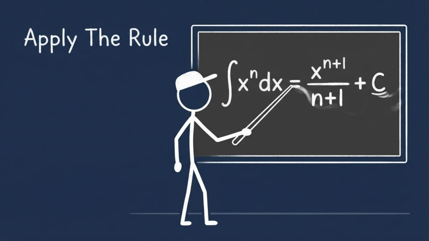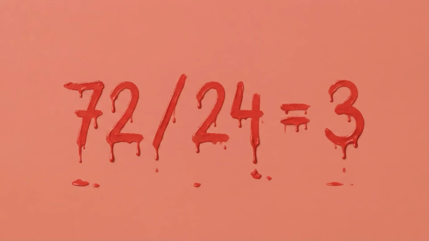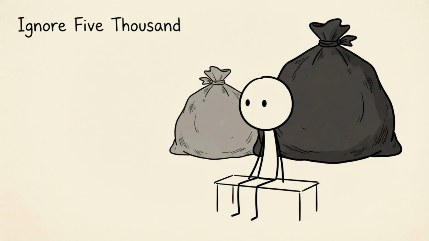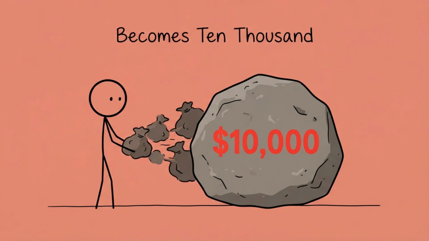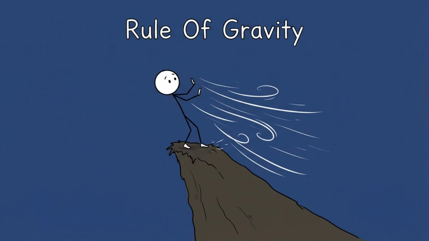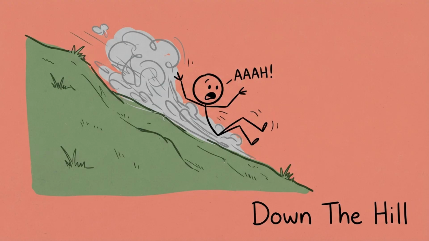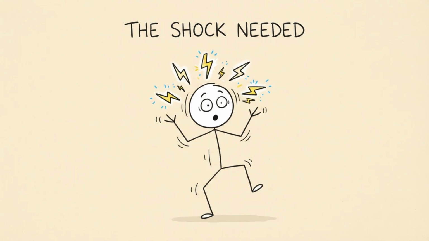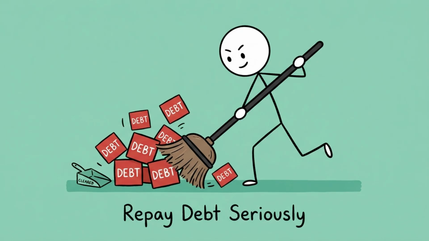Let's apply the rule, but from the bank's perspective. 72 divided by 24 equals 3. Your debt is doubling every 3 years. If you ignore that $5,000 for just 6 years, it becomes $10,000, then $20,000. The Rule of 72 is the gravity pulling you down the hill if you're holding high-interest debt. Understanding this number is often the shock people need to start taking debt repayment seriously.